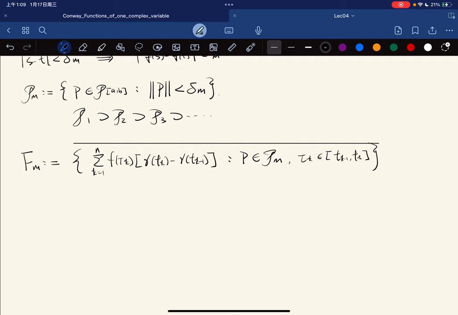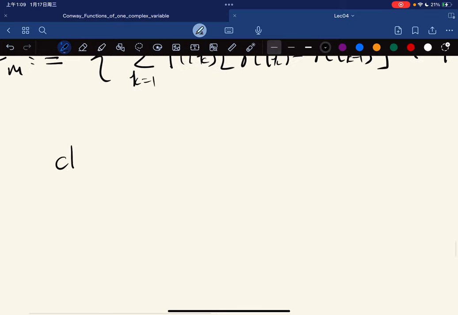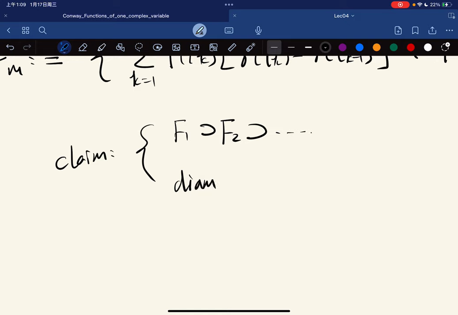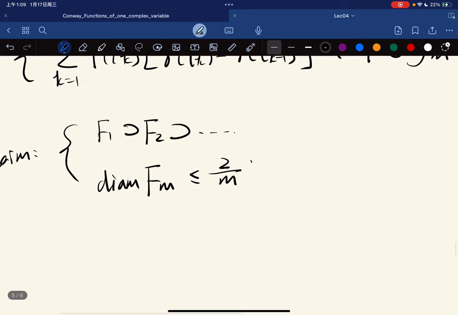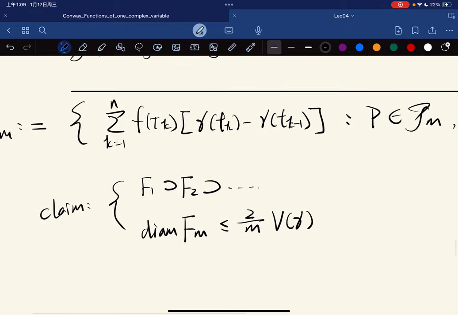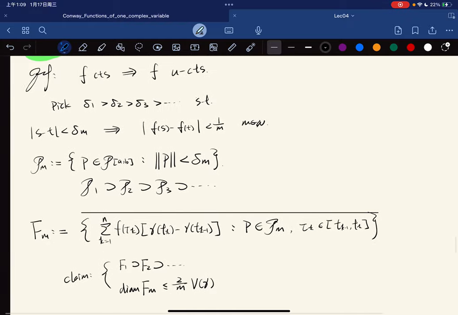So here is our claim. Suppose F_m is a nested sequence of sets, and the diameter of each F_m is less than or equal to some function of m. So this is our claim.